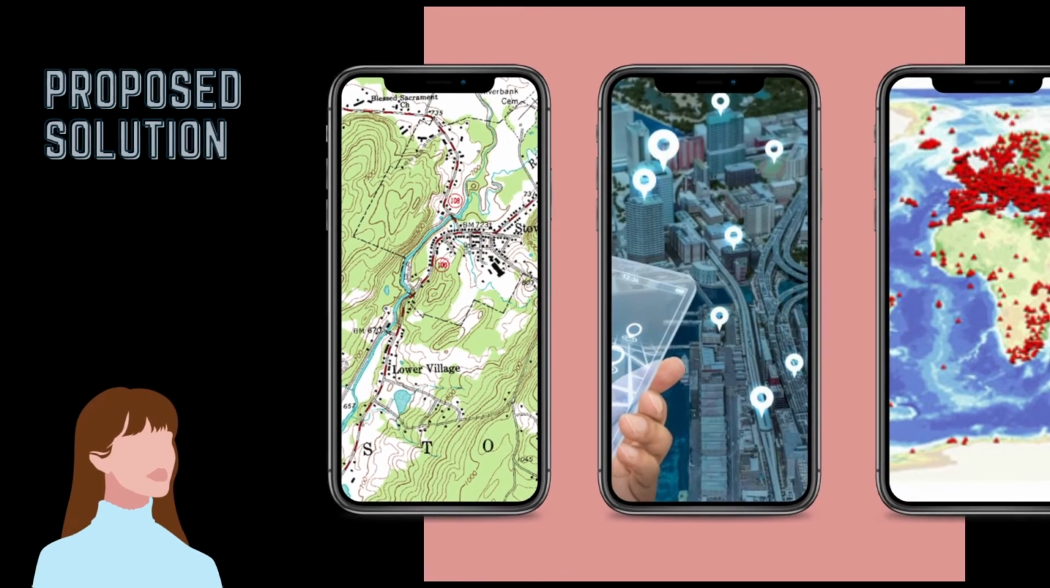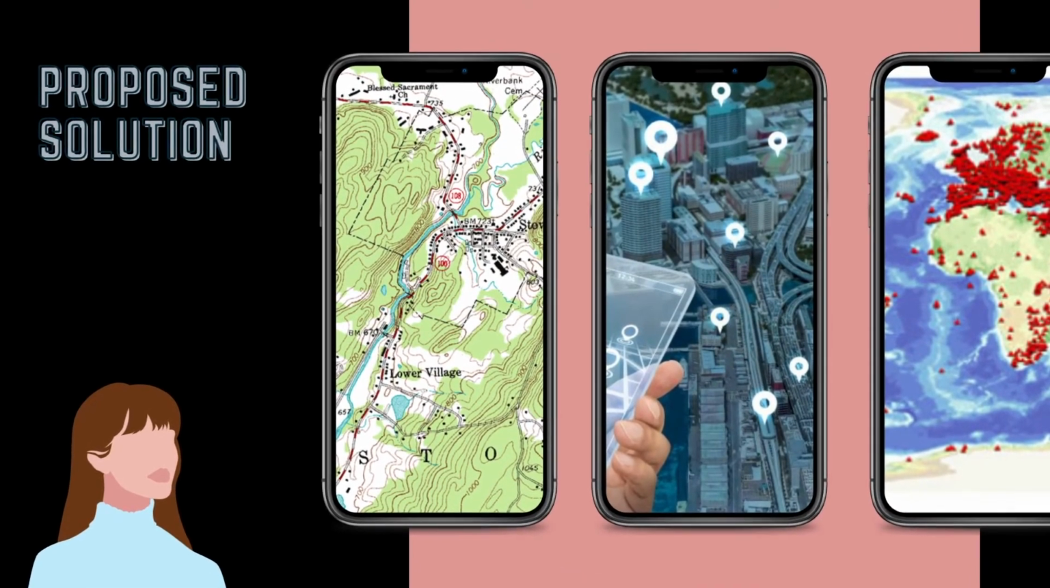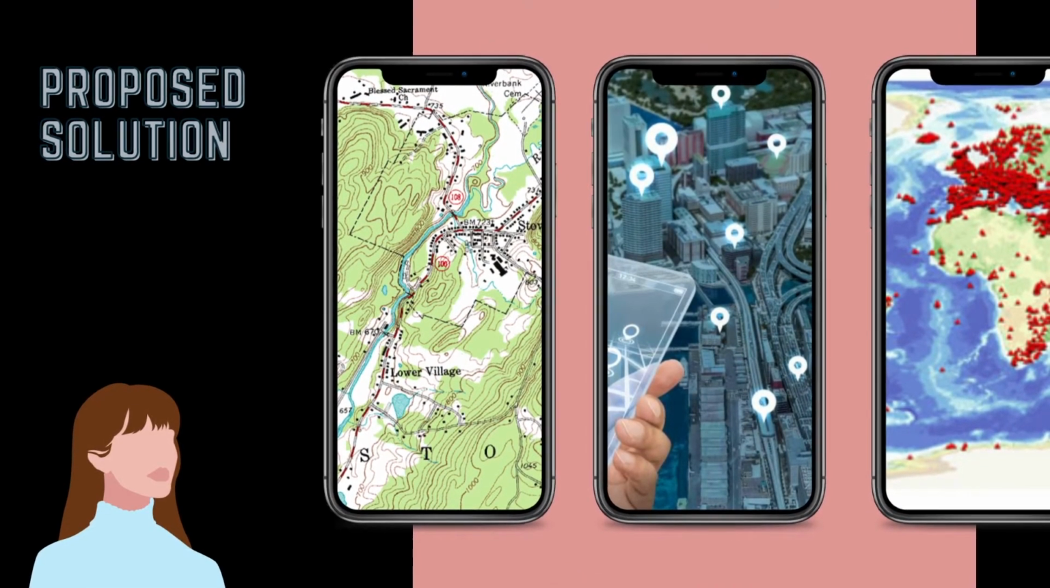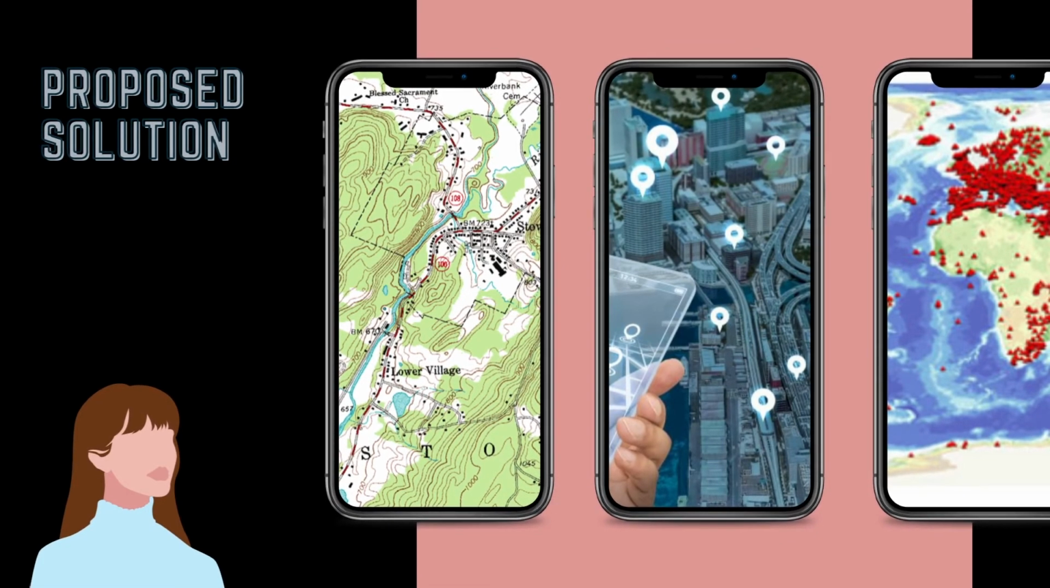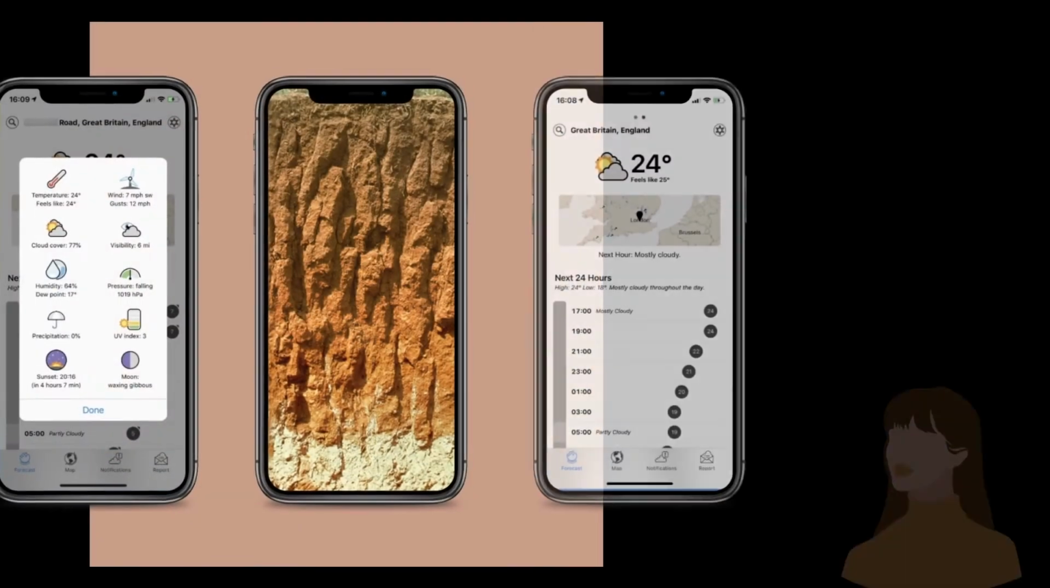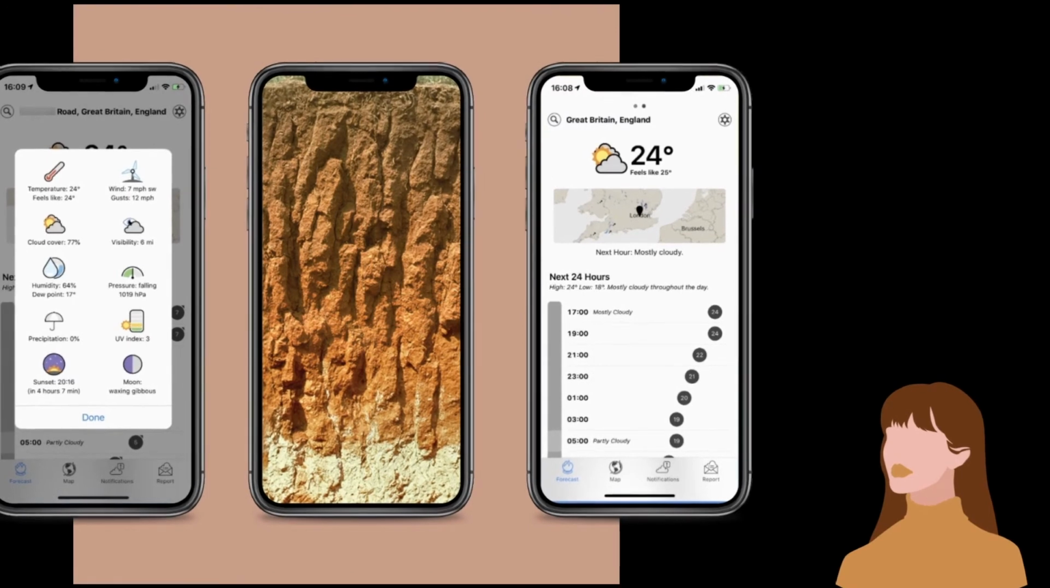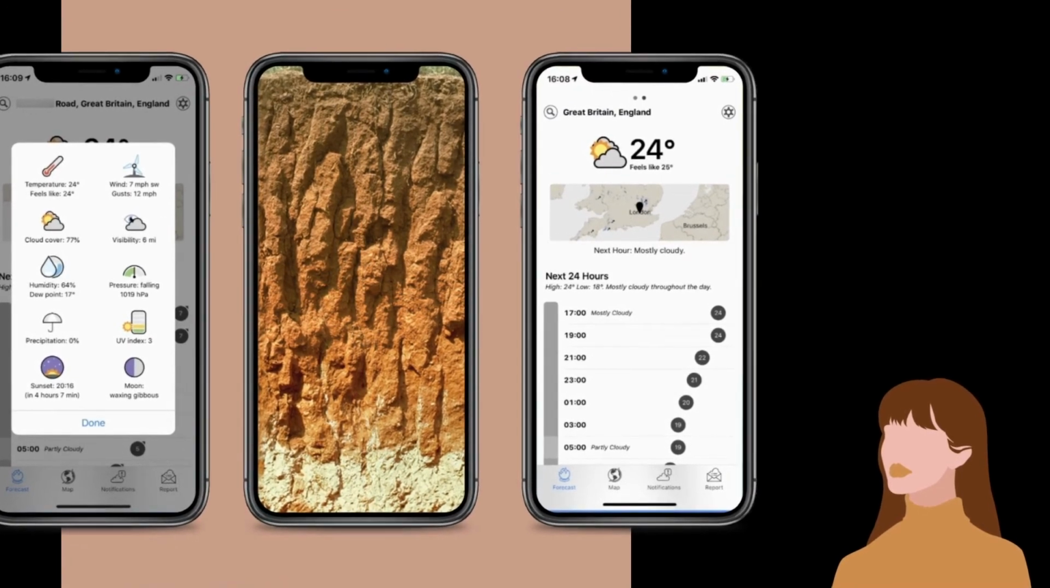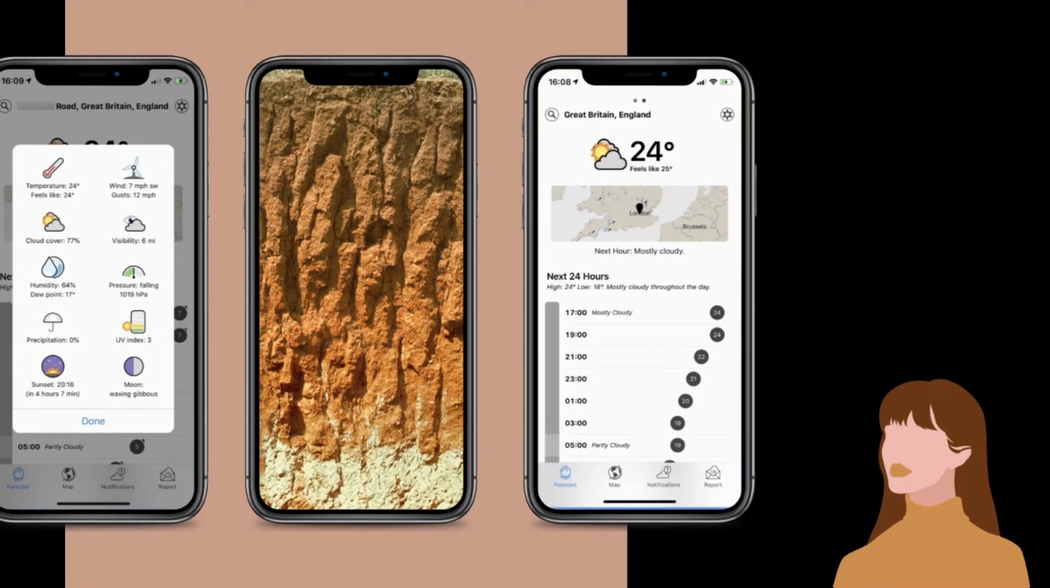The proposed solution is an application that displays detailed topographic information based on geospatial location. With the aid of satellite information, the application also shows data concerning seismic activity, soil structure, and atmospheric conditions.